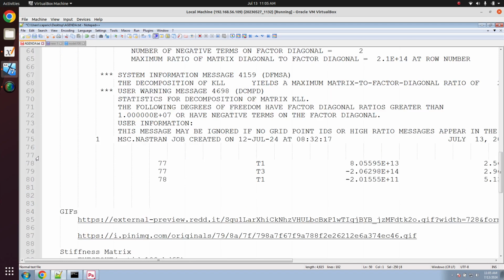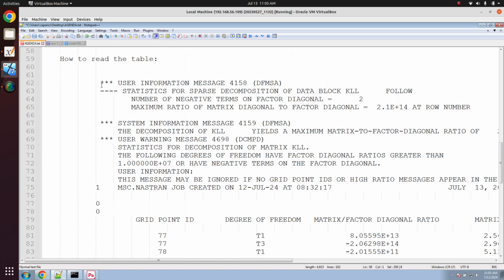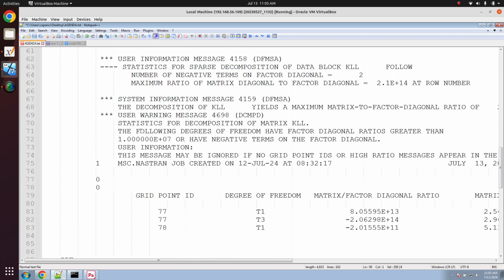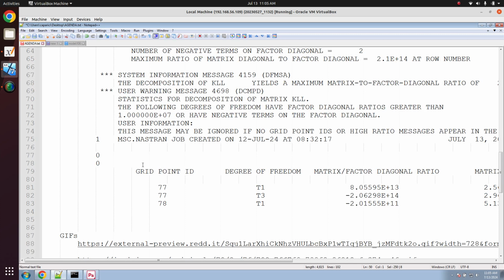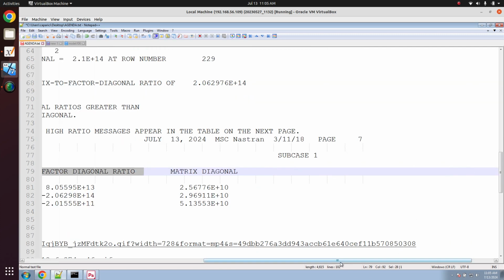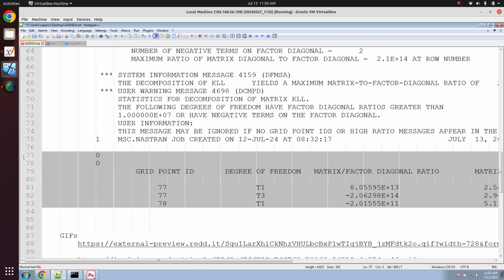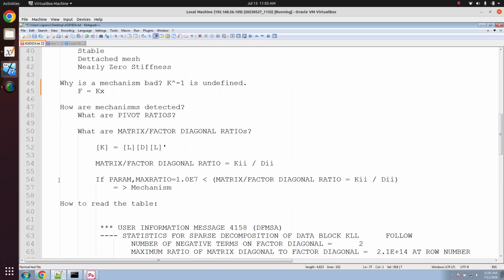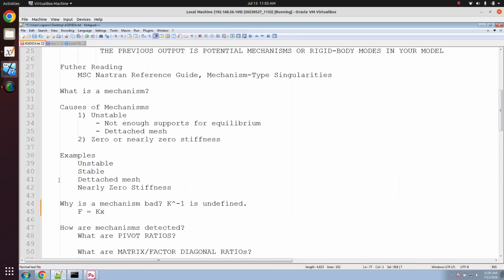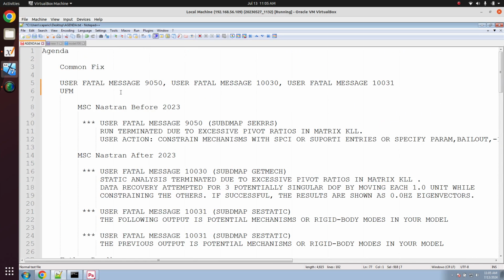And then towards the end, we're going to go over how you interpret this table. How do you interpret this message? How do you interpret this grid point, DOF, degree of freedom, this ratio, and this matrix diagonal? Where are these values coming from? So in this video, we're going to discuss where they come from, why they're important, and how we fix UFM 9050, 10,030, and 10,031.